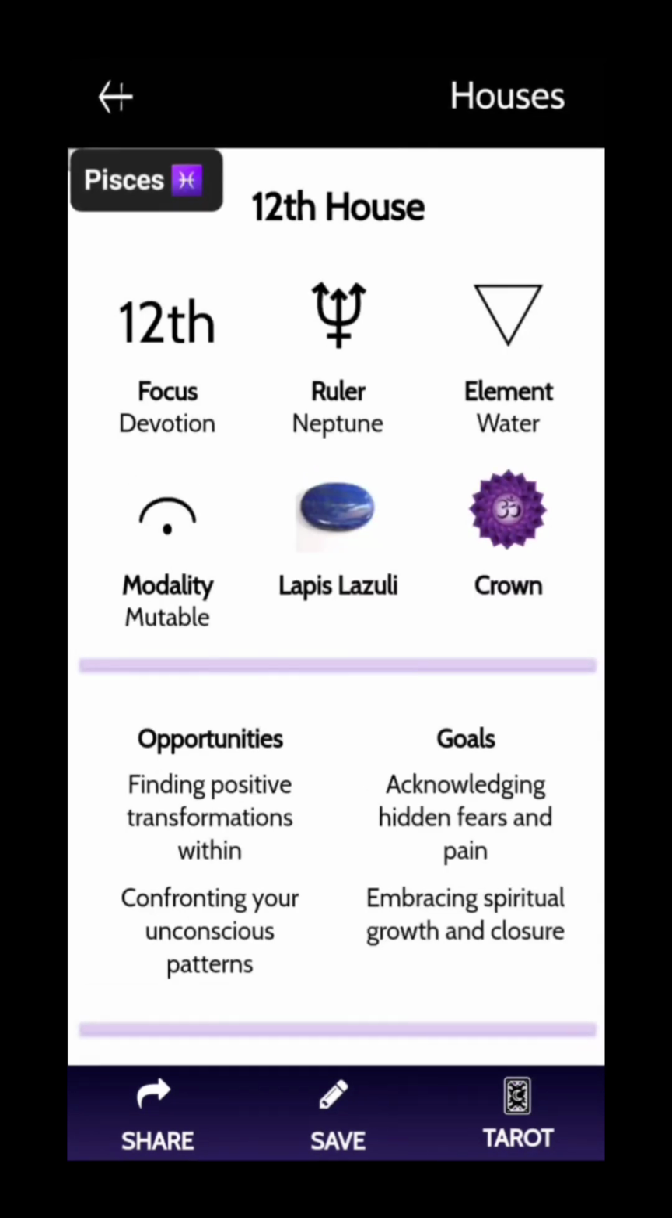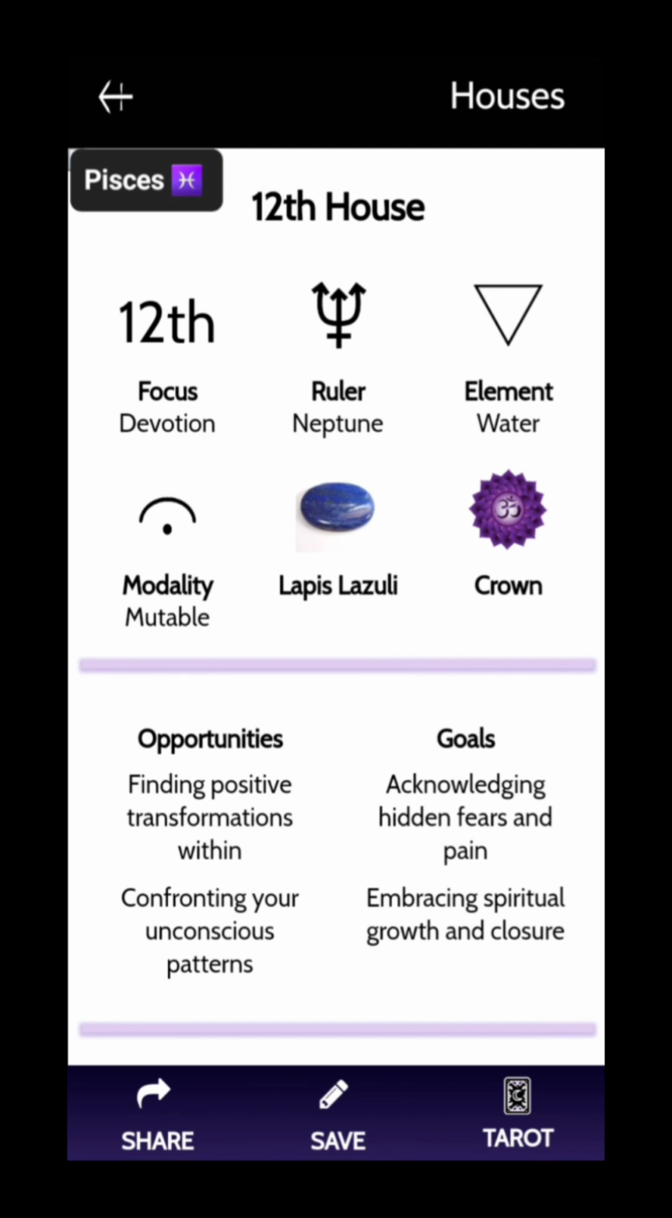The 12th house is ruled by Pisces. Pisces' planet ruler is Neptune, and there are some that say that Pisces' planet ruler is Neptune and also Jupiter. Okay, now the 12th house deals with loss. This can be loss of money, friendship, or family, or anything of that nature, but it does deal with some type of loss.